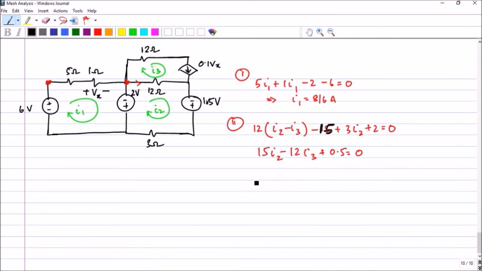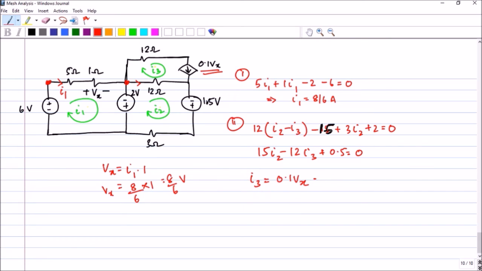Okay. Now, before writing the third mesh equation, let us see if we can find out something directly from here. You can clearly see I3 is the mesh current and so is 0.1 Vx. 0.1 Vx is a dependent current source. So I3 is the current through the mesh and 0.1 Vx also is the current through the perimeter. So I3 is equal to 0.1 Vx. Now what is Vx equal to? Based on this particular polarity and this particular current I1, Vx will be equal to I1 into 1. And I1 we have already found to be 8 by 6. So Vx is equal to 8 by 6 into 1, which is equal to 8 by 6 volt.